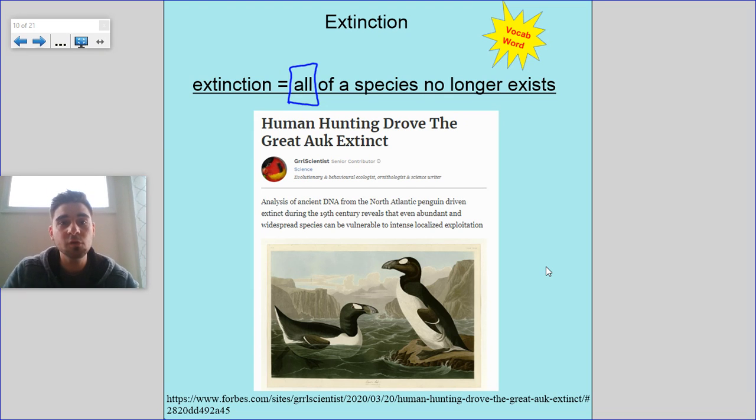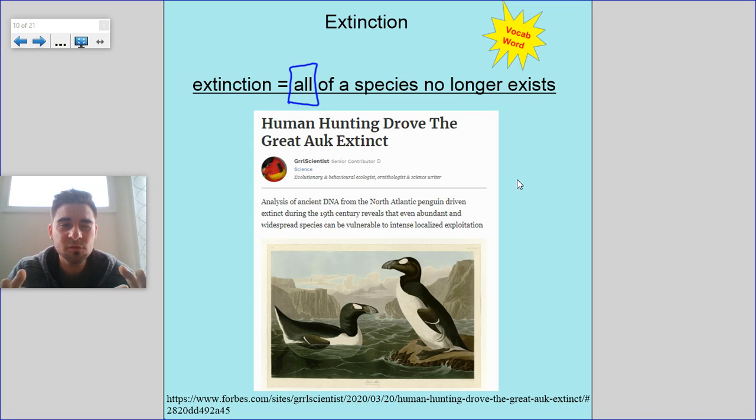And so what this is saying is the article is about how human hunting drove the great auk to extinction. They drove them extinct, meaning that they've hunted them so much that there's no longer the great auk. Now, this seems like a really sad story, and maybe it is, or maybe it's like, oh, so what? We're missing the great auk, but we have so many other birds.